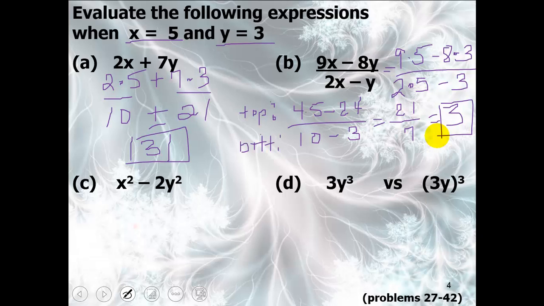Why don't you hit pause on the player, do C and D, and then come back and check to see if you got it correct.